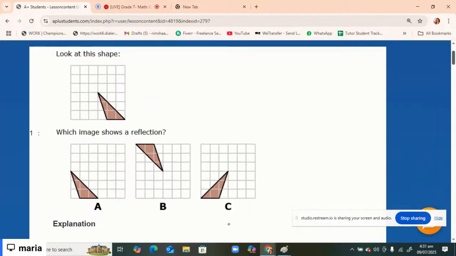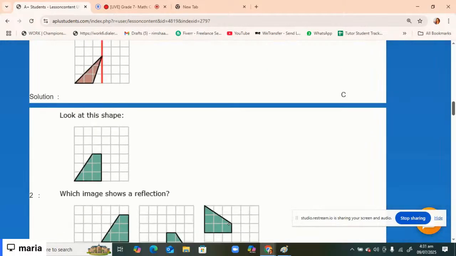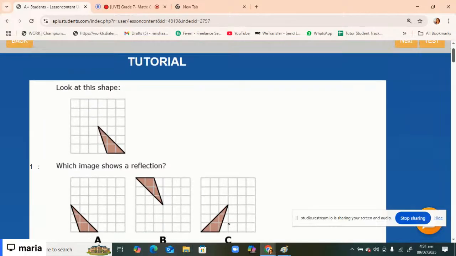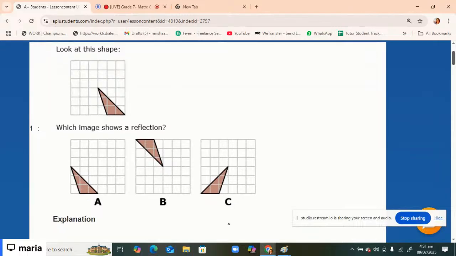Okay, three figures are given. First, they gave us the examples of reflection. Let's see. First, we show the reflection. Okay, reflection is like a mirror. That's it. It's just a mirror of that. So here is the position A. Okay, there are the other three positions. First position is like here.